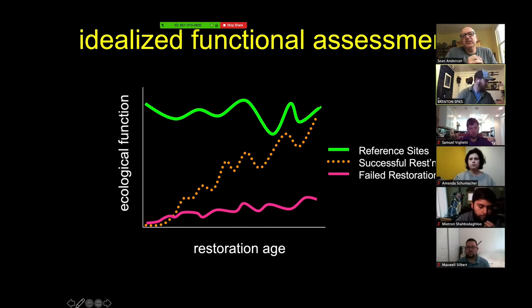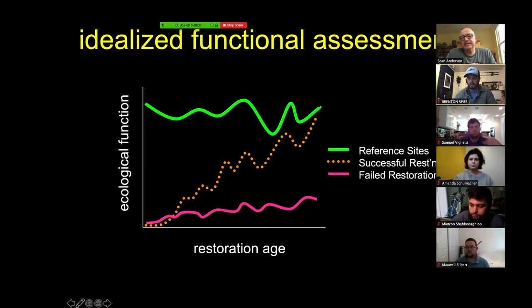So first, look at the green line. The green line is what we'd like to have. The green line is our target. The green line is our goal. Typically, if we were looking at forests, that would be a healthy forest. If we're talking about a reef, it would be a well-functioning, intact reef, that kind of thing. All of our ecological systems vary a bit over time. There are storms and seasons and so on, so there's always some amount of play. But generally speaking, our reference sites, our target conditions, have a relatively high level of functioning.